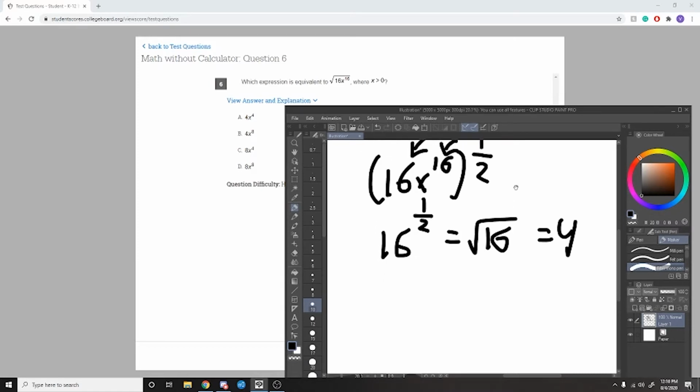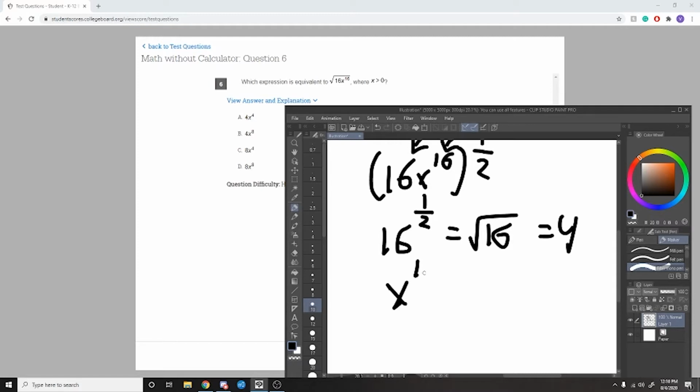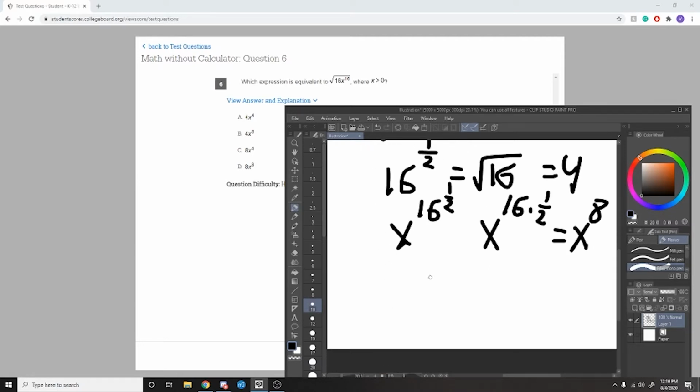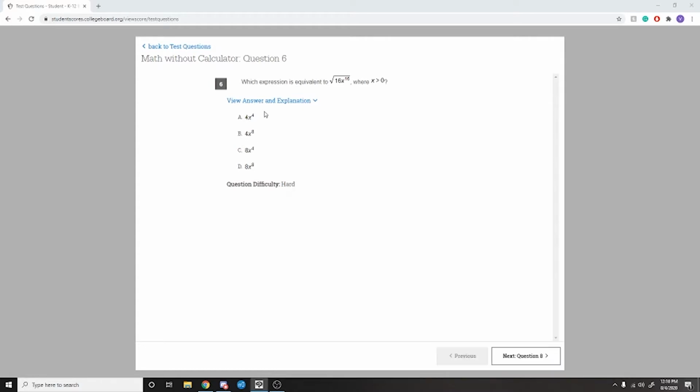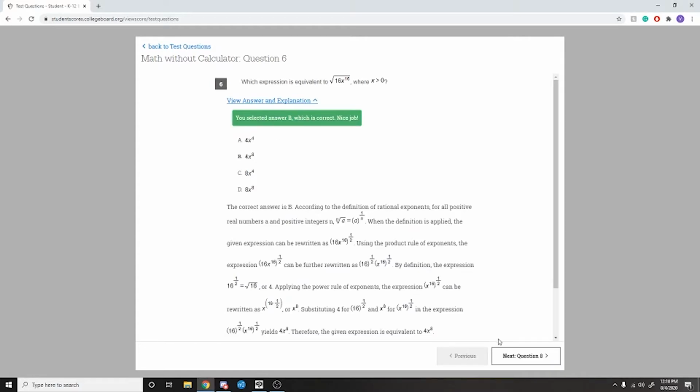Now, for the next one, x to the 16 to the 1/2, that will basically be multiplication of 16 times 1/2. And that will equal x to the 8th. Now, the final answer should be 4x to the 8th. And that should be B. Let's check. Yep, answer B.